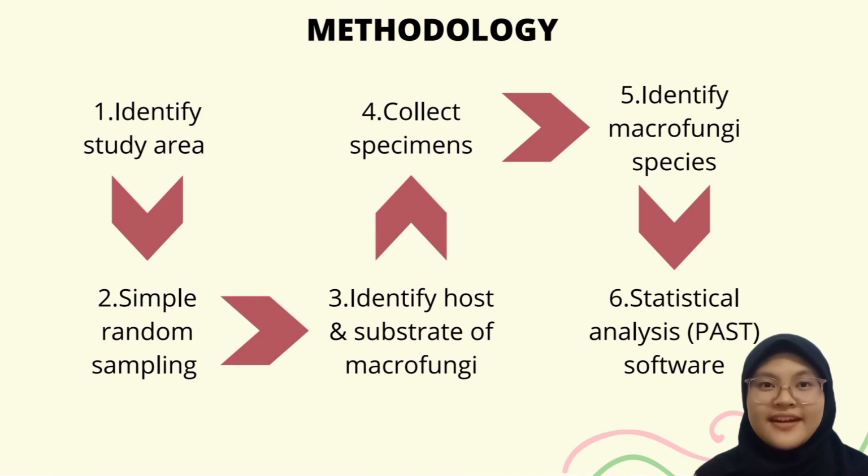First, identify the study area in the Sri Gading Forest. Second, use simple random sampling. Third, identify the host and substrate of macrofungi by classifying them into soil, dead wood, leaf litter, and living tree. Next, collect specimens by using a bush knife and keep them in paper bags. The photos of macrofungi were taken in situ from 3 different angles, which are top, bottom, and lateral sides. The fungi were identified according to books and guides. Lastly, PAST software was used to calculate the Shannon Diversity Index and Simpson Index.